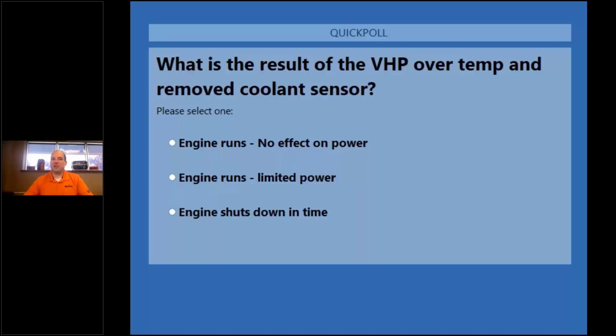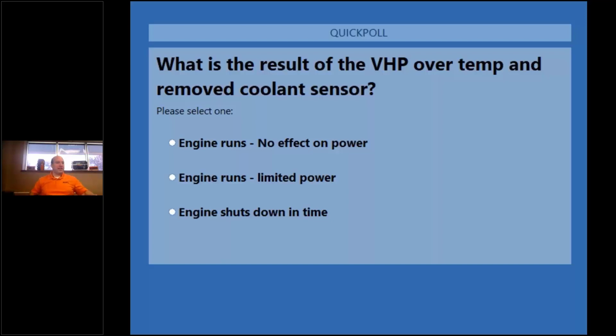You think the engine's going to run just fine? Not going to have any effect on the engine's potential power? Do you think the engine will continue to run and have limited power? Or do you think the engine's just going to shut down over a specified amount of time from not getting a signal from the coolant sensor?